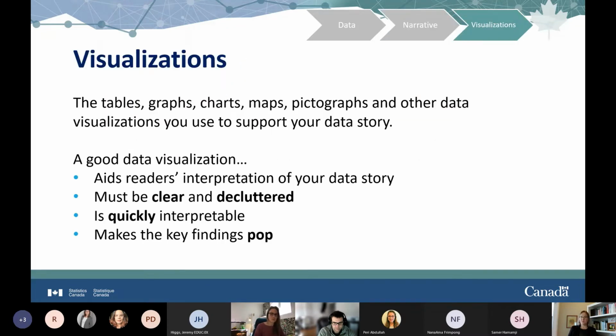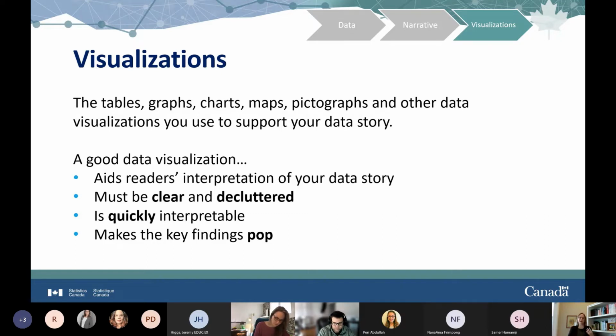Let's not forget the third aspect of a data story, which is the visualizations. Super important. The visualizations, it's all the tables and the graphs and the charts and the maps and whatnot that you use to support your data story. They're important because a good data visualization will aid the reader's interpretation of your data story. A good data visualization must be clear and decluttered. It must be quickly interpretable and make your key findings pop.